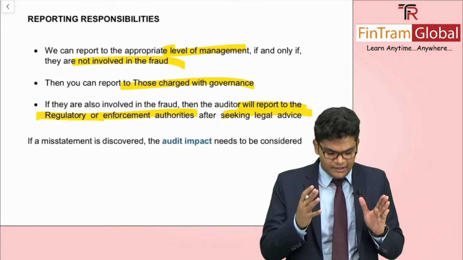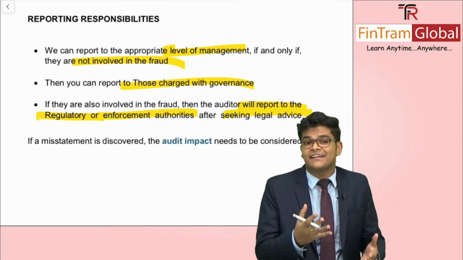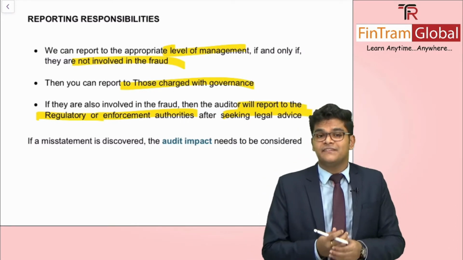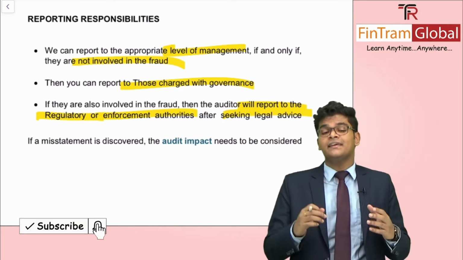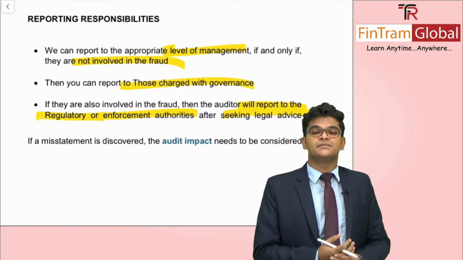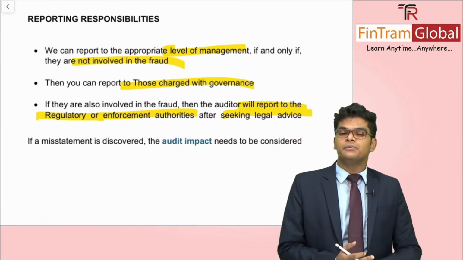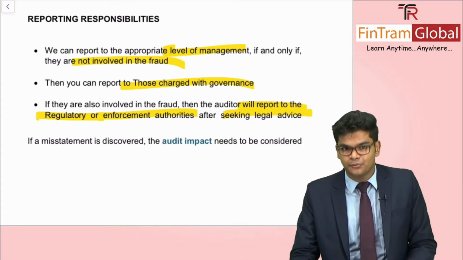So what is the level at which we report? First of all, we report to the audit committee. After that, we report to the management if the audit committee is not taking any action. If the management is involved in the fraudulent activity, then we report directly to those charged with governance. And if they are involved in fraudulent activity as well, we communicate the matter to the regulatory and enforcement authorities.